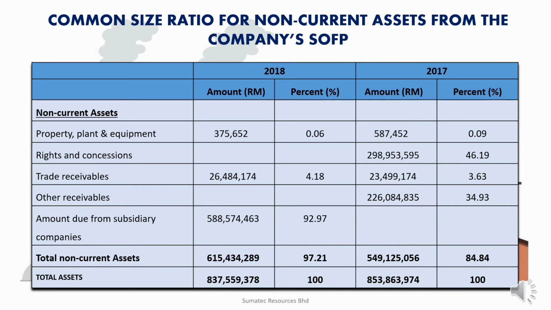Now, I will show you the common size ratio for non-current assets from the Sumatec Resources Berhad SOFP for 2017 and 2018.